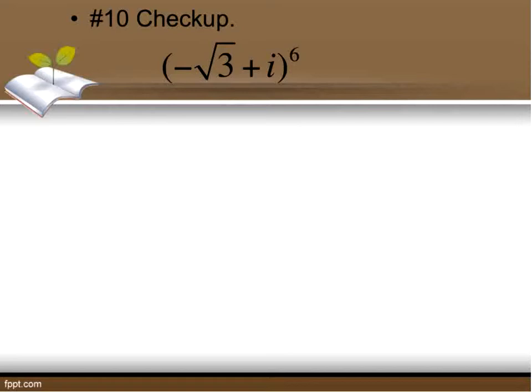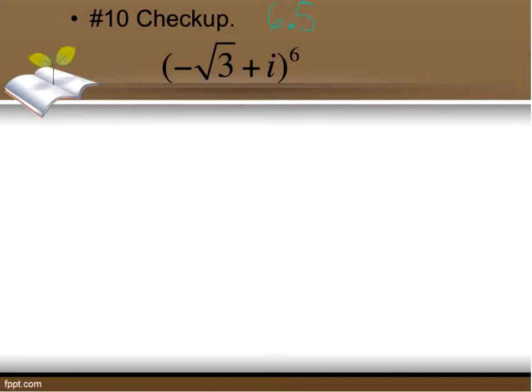So let me give you just a second to copy this one down. This is number 10 on the checkup. And again, this is 6.5 that we're working on right now. Oh, does the checkup have a 5 in there? Oh, sorry. Well, this one's really close.